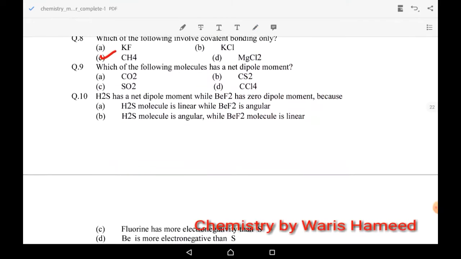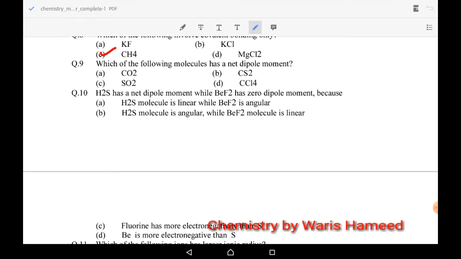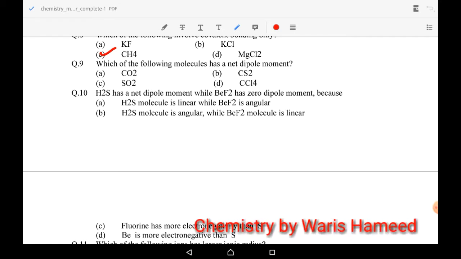Next MCQ. Which of the following molecules has a net dipole moment? CO2 is a linear molecule, its dipole moment is 0. CS2 is also a linear molecule and its dipole moment is 0. SO2 is angular, it's bent in form, so it has some value for dipole moment. CCl4 is also non-polar with 0 dipole moment. H2S has a net dipole moment while BeF2 has 0 dipole moment because H2S is linear while BeF2 is angular.